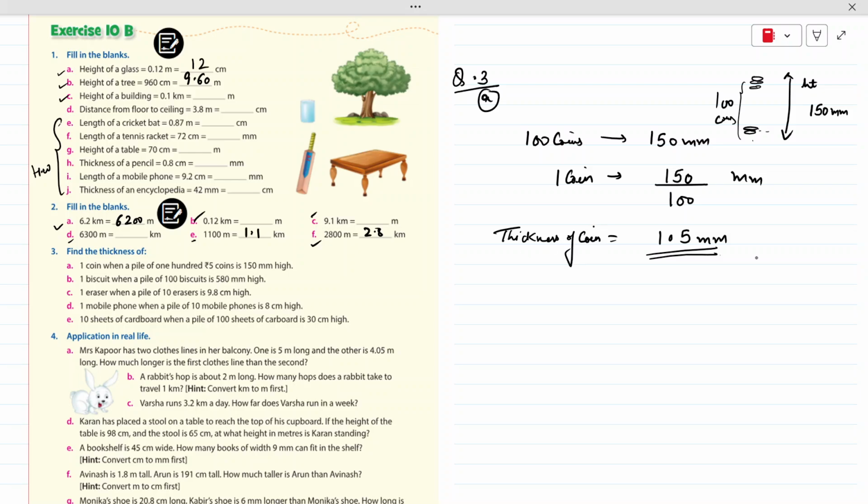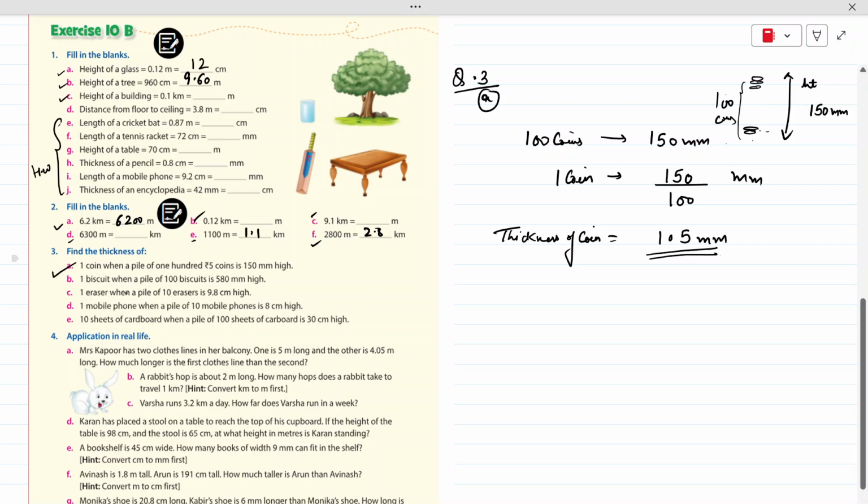I hope it is clear what we have done. We are given a pile of coins which are stacked upon one another, and this pile has a height of 150 millimeters. That means when 100 coins are stacked on one another, they make a height of 150 millimeters, and what we have to find is the thickness of one coin. So that thickness will be equivalent to the total height divided by the number of coins given to us, and this will give us the thickness of a coin, or you can also say the height of the coin here. Okay, so this is done.